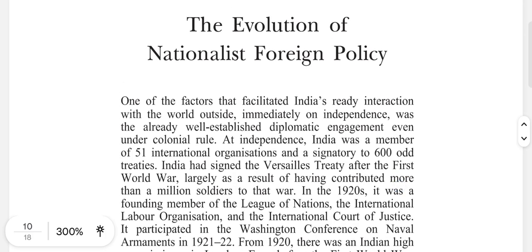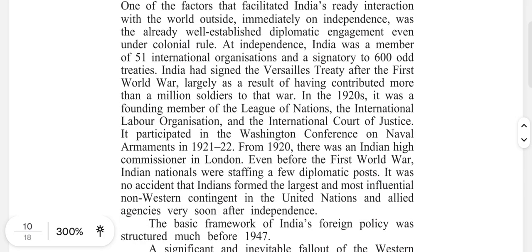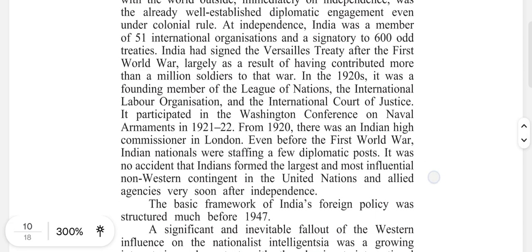One of the factors that facilitated India's ready interaction with the world outside, immediately on independence, was already well-established diplomatic engagement even under colonial rule. At independence, India was a member of 51 international organizations and a signatory to 600-odd treaties. India had signed the Versailles Treaty after the First World War, largely as a result of having contributed more than 1 million soldiers to that war.